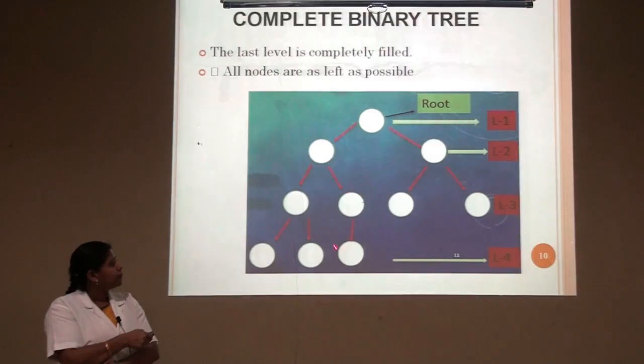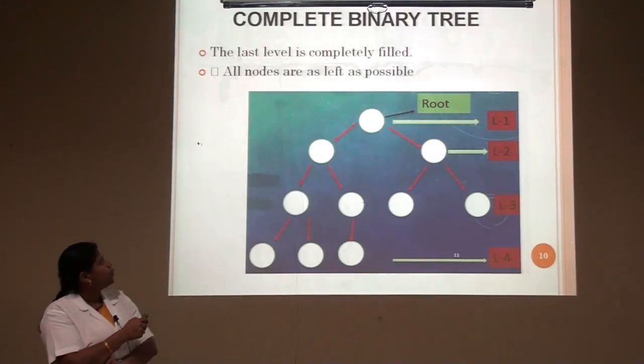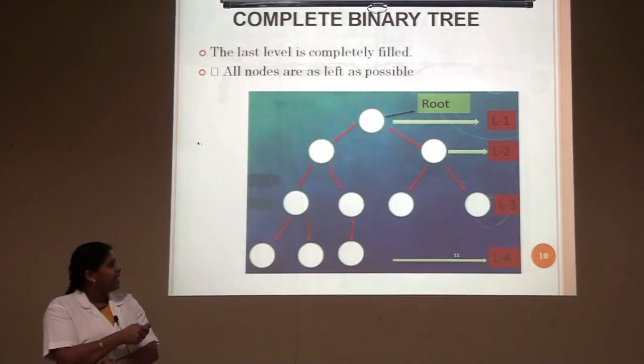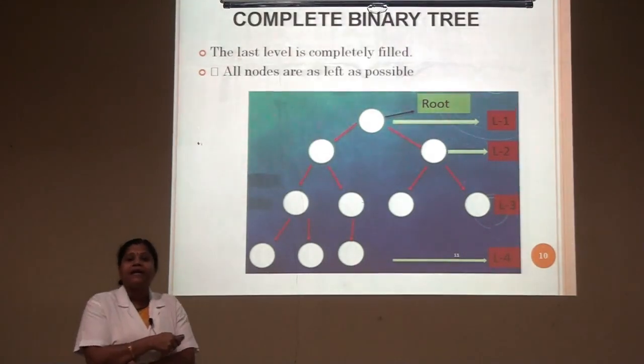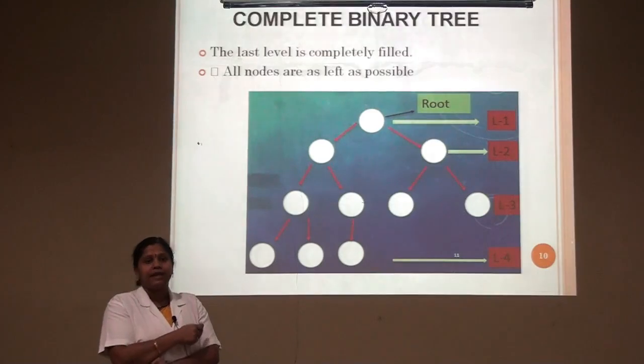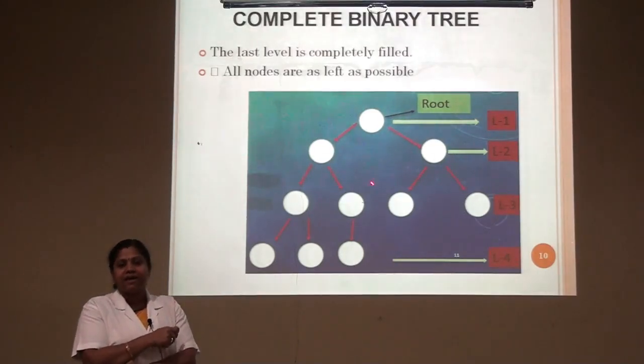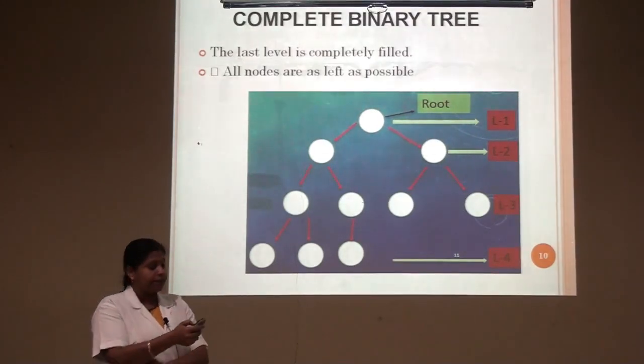So look, all the levels are completely filled with the property that all the nodes are as left as possible, meaning left side nodes. In each level, the left side node is completely filled. So in each level, the left side is completely filled. This is what a complete binary tree is.